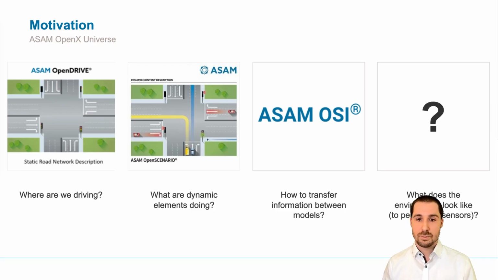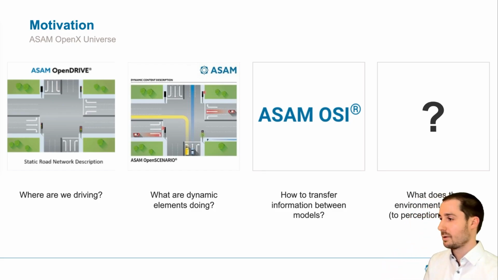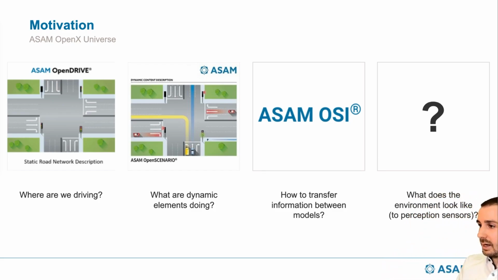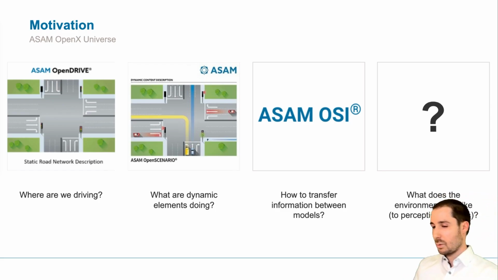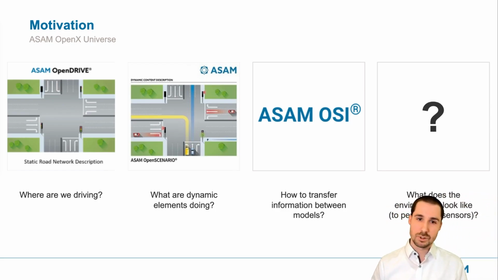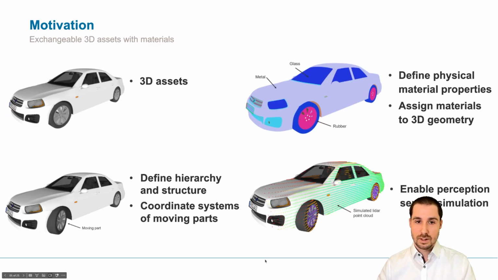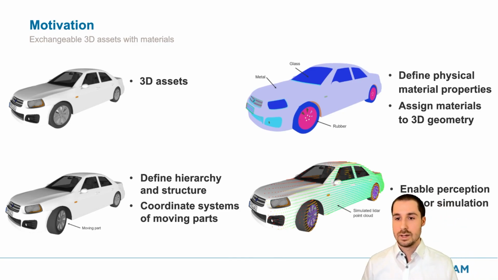But one thing is missing. There's no standard for how the environment actually looks like. And that's exactly what OpenMATERIAL is about. And the question is not only what does the environment look like to a human observer, but especially what it looks like to perception sensors. And this is what we were targeting in this project, and this is what the standard is all about.